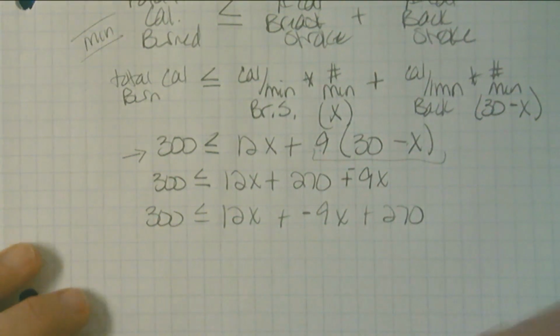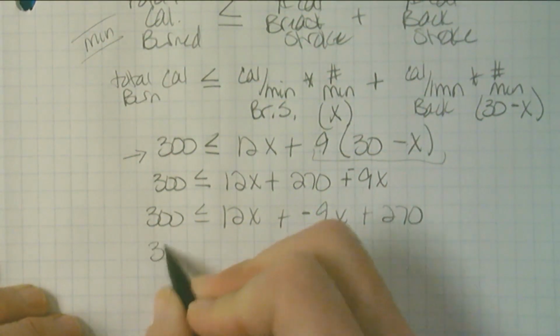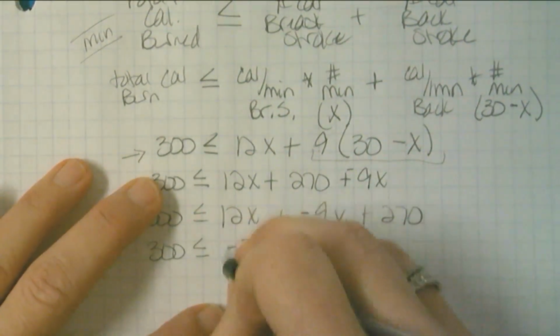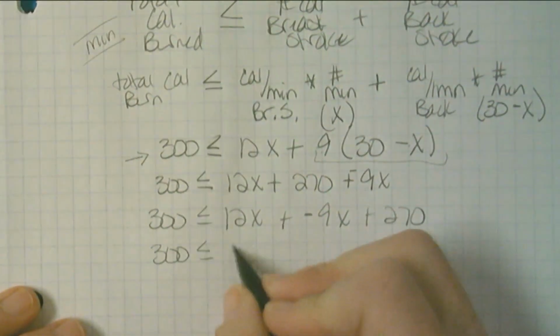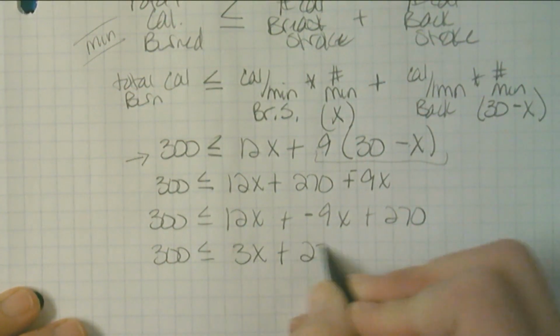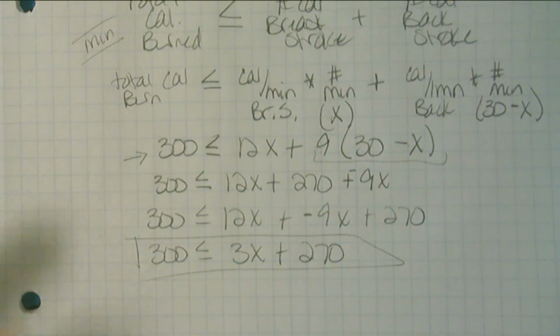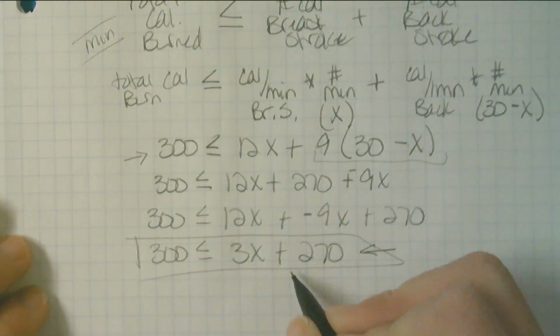So Danny, what is 12x plus a negative 9x? Positive 3x or negative? Excellent, positive. So that's going to be 3x plus 270. All right, now I have that simplified. Now I want to solve it. So finish solving that. So you're going to solve this now.